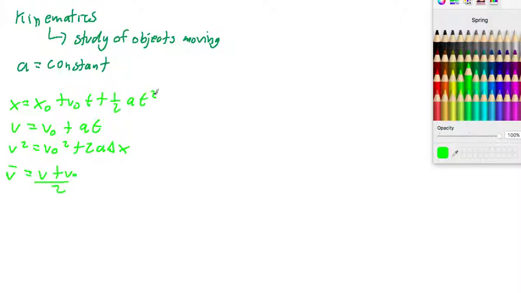Remember, all of these formulas assume constant acceleration. So a is constant.